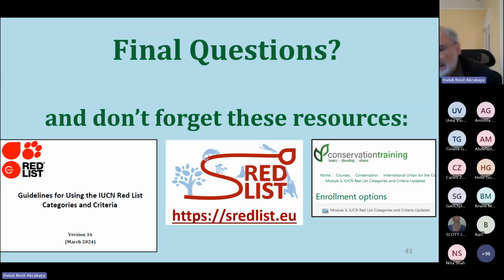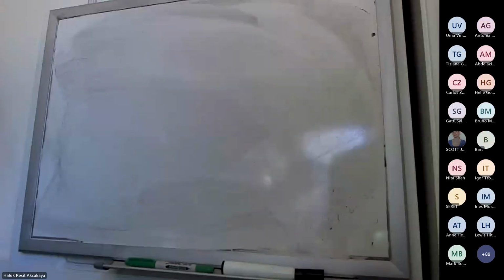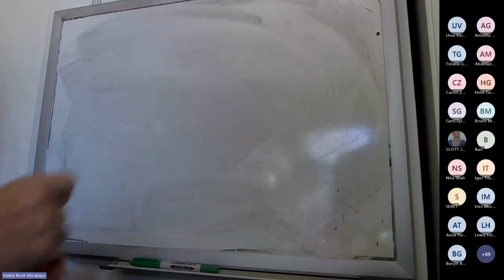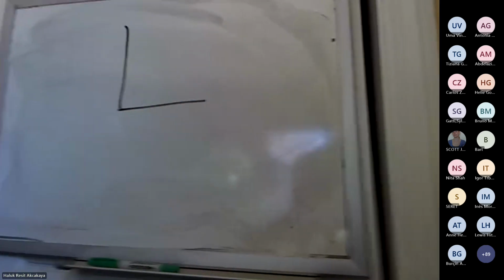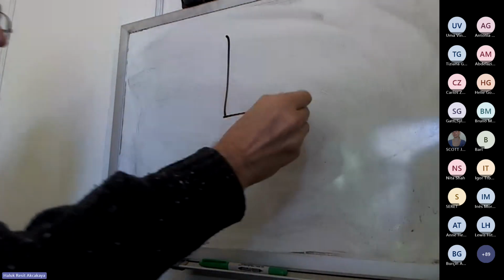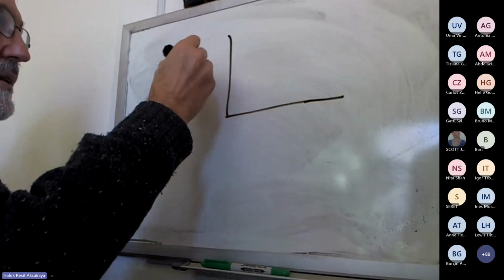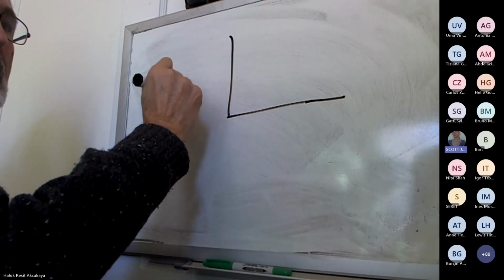In other words, let me actually try to show it if I can. I don't know whether I will be able to do this. Okay. Do you see this in the correct direction? It looks good to me.